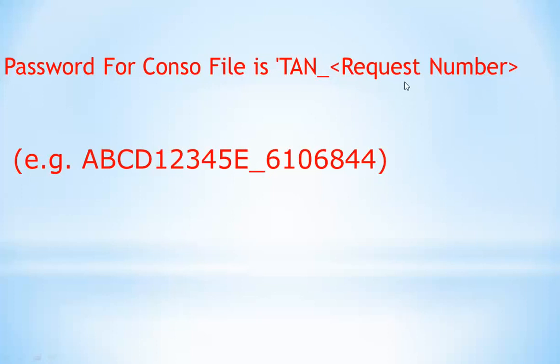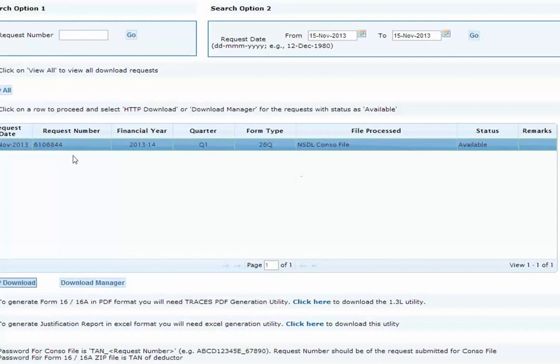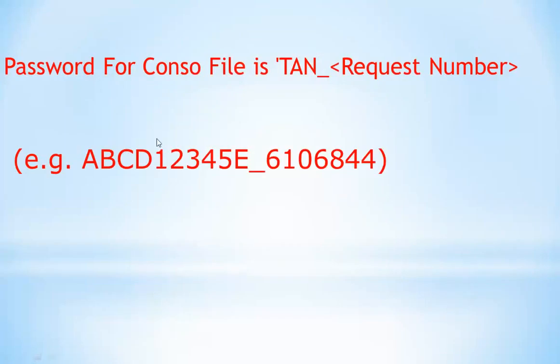For example, in my case, my TAN number is ABCD12345E, then underscore, then the request number. This is my request number 6106844. Once I put that, my file will open and be available for me for filing the ETDS correction statement and making other things required for my ETDS correction statement. So I think this concept is clear for downloading the consolidated file from the Traces website.